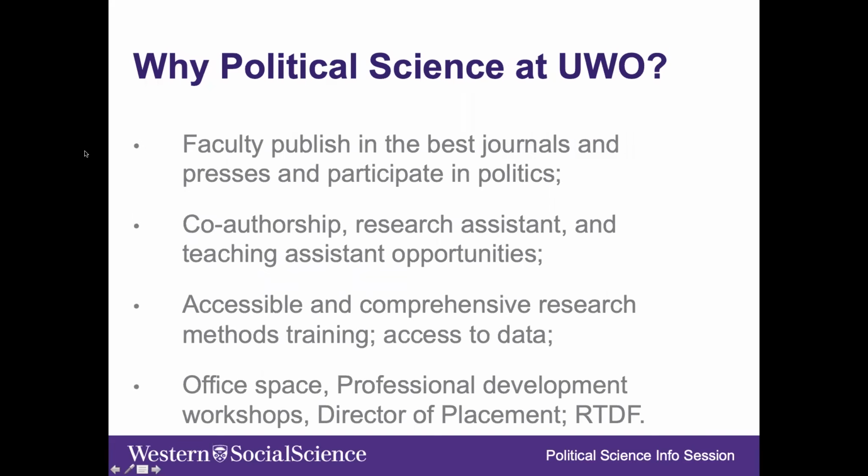Why political science at Western? One of the things is that our faculty are publishing in the best journals and the best university presses in the world. We have faculty members who are publishing in the American Political Science Review, the APSR, which is the top journal in the discipline, followed by the American Journal of Political Science. We have faculty members publishing in the best university presses, like Oxford University Press and Cambridge University Press. So we know how to produce the best research. We know how to publish the best research.